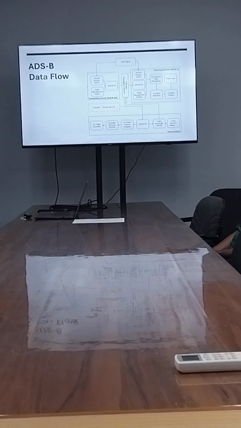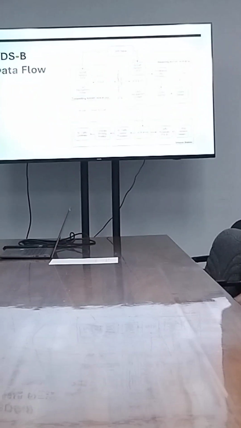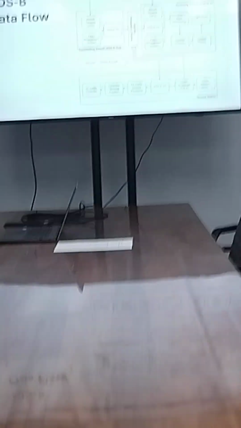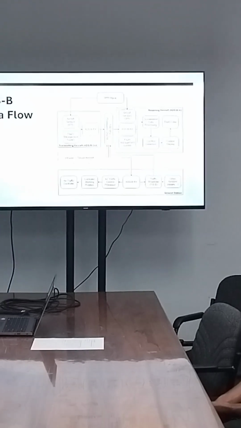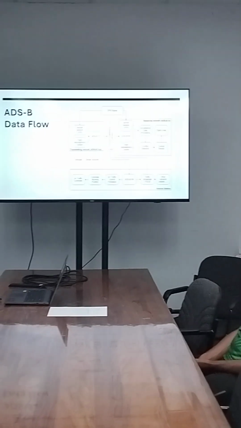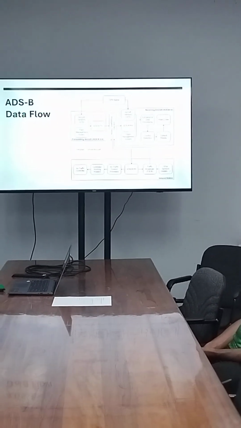There are separate boxes. The first one on the far left is the transmitting aircraft, which is transmitting ADSB out data. That means that particular aircraft is transmitting data out. On the opposite right, you have the receiving aircraft.